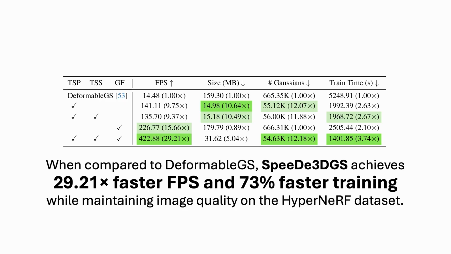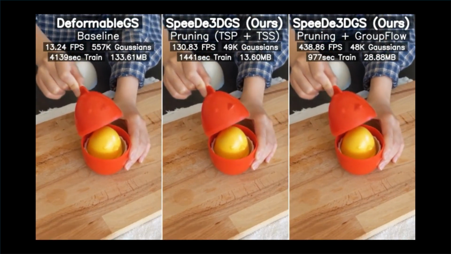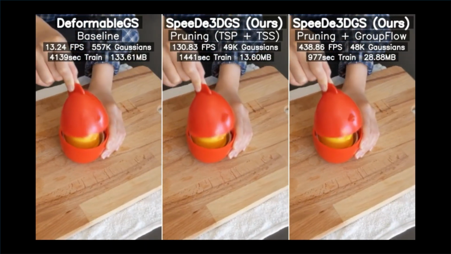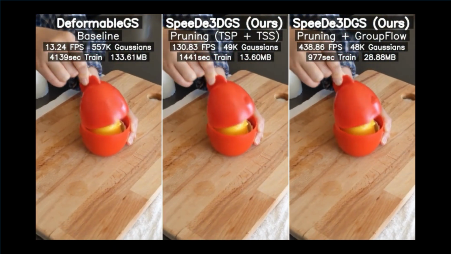On the HyperNeRF dataset, Speedy3DGS achieves 29.21 times faster rendering speed and 73% faster training. On the chicken scene, Speedy3DGS preserves the visual fidelity of deformable Gaussian splatting while rendering 33 times faster, reducing training time by 76%, and using 11.6 times fewer Gaussians.